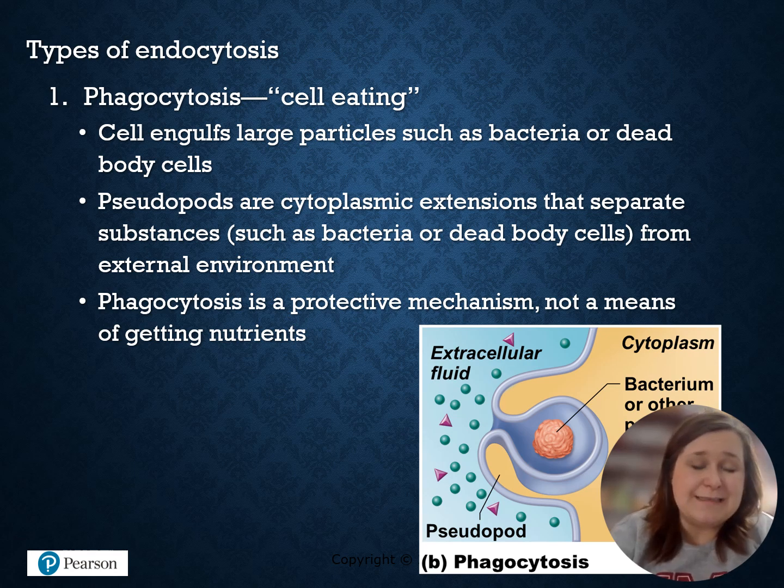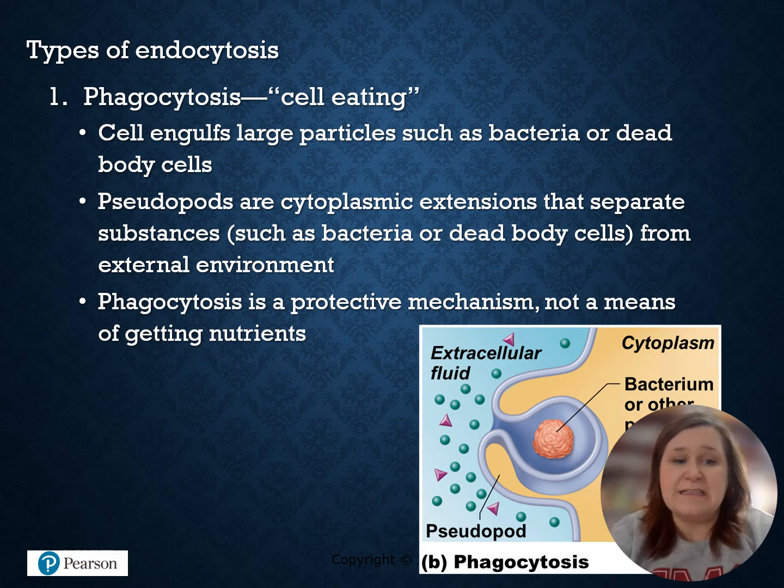So phagocytosis literally means cell eating. A cell is going to engulf a large particle such as a bacteria or just cell trash, dead body cells, things like that, and it is going to move it out of the cell. And these are all protective mechanisms. So phagocytosis is a protective mechanism to move things out, not a means of getting nutrients.